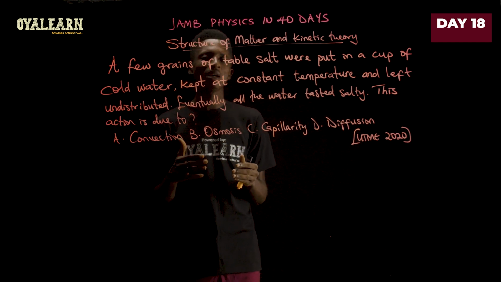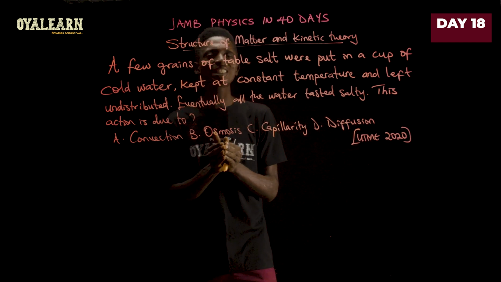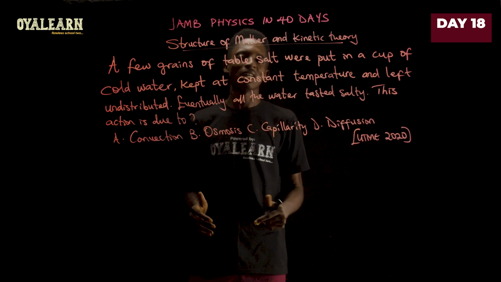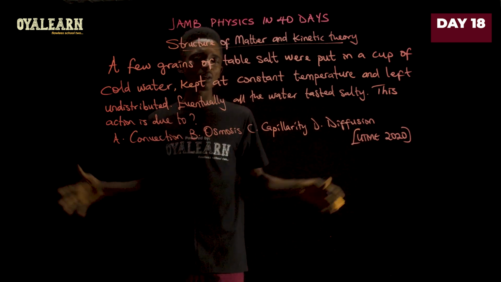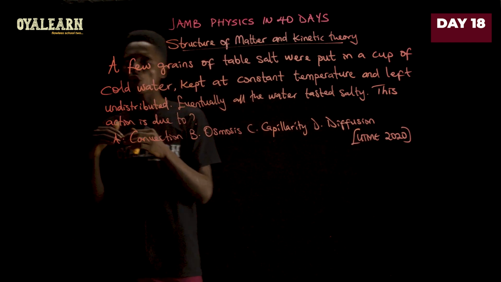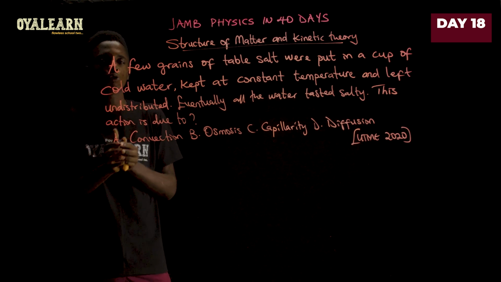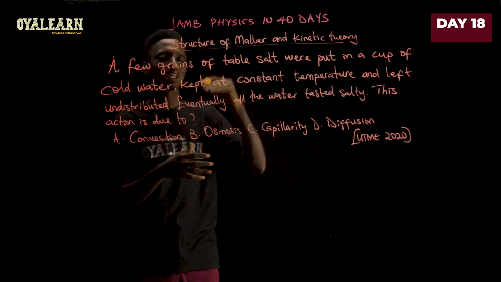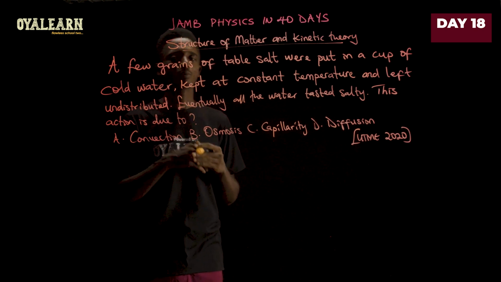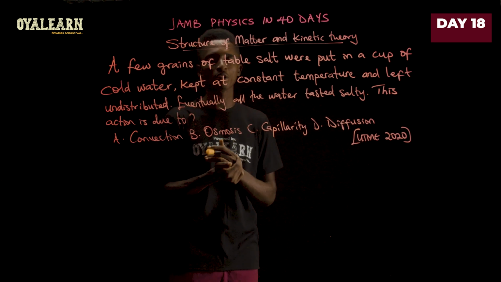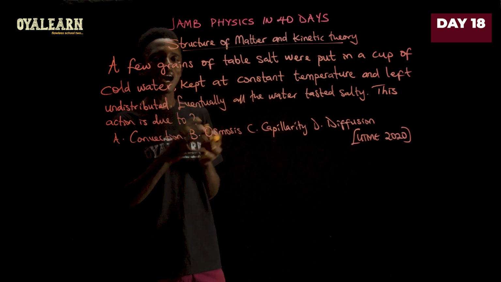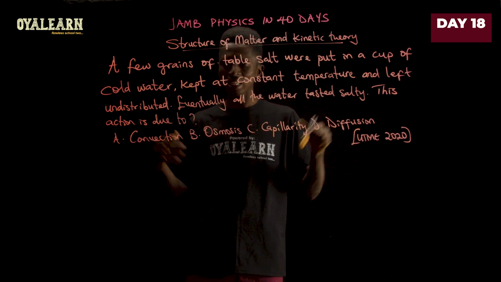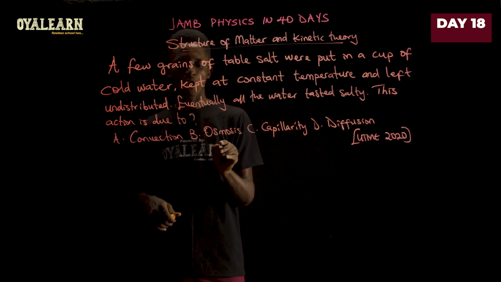Now, over time, the salt itself will dissolve and then spread throughout the liquid by itself. Now, when something is spreading throughout a space from a region where it is most concentrated to where it is least concentrated, that is what we know as diffusion. That is the spreading out of molecules of a substance from the region of high concentration to regions of low concentration. So in this case, the answer is diffusion, option D.